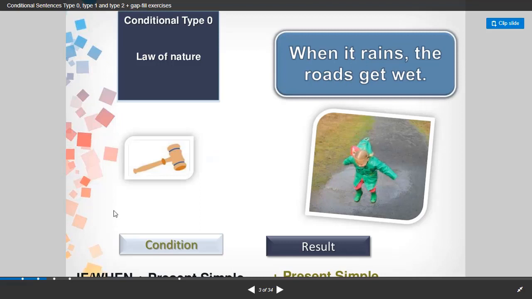Again, another example, and it's a law of nature, it is a scientific truth. In the if clause, the verb is in the present simple. We have a comma after the if clause, and the verb which is get, the verb of the main clause, is also in the present simple.